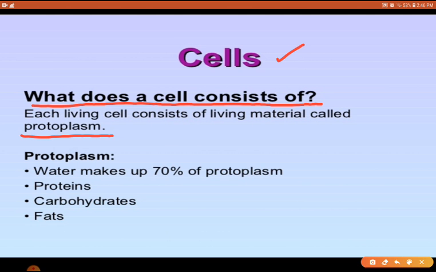Protoplasm is made up of 70% water. Protein, carbohydrates and fats are also parts of its composition. These are called the vital organic molecules. This is the basic composition of protoplasm: 70% of it is water, and along with it there are protein, carbohydrates and fats. These are the parts of the protoplasm.